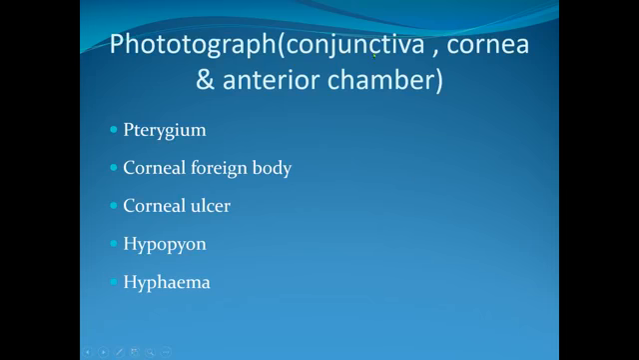Now, these are the chapters: conjunctiva, cornea, anterior chamber. The important topics and important pictures are pterygium, corneal opacity, corneal ulcer, hypopyon, and hyphema. Every time you should know these.